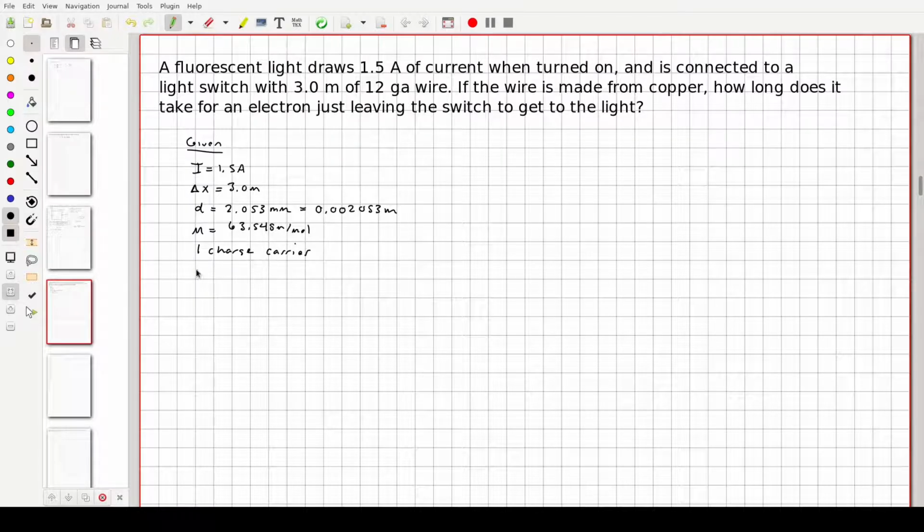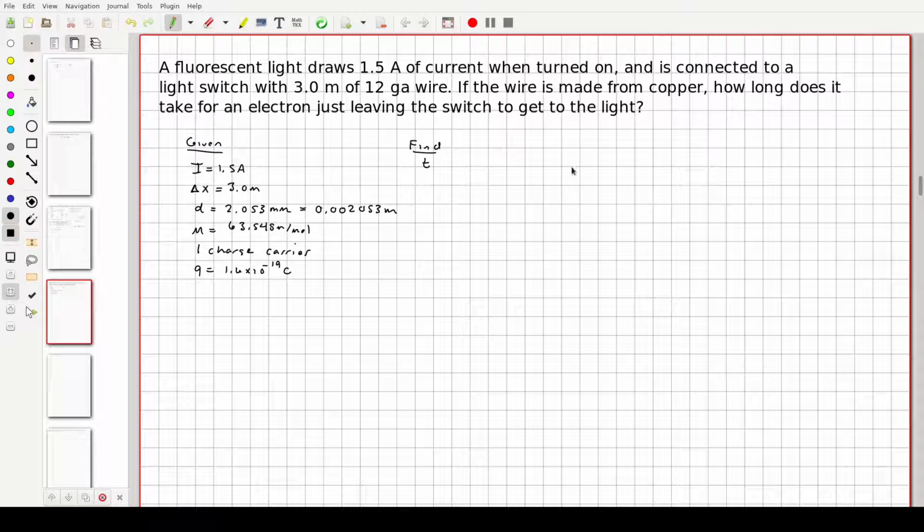And the magnitude of that charge is going to be 1.6 times 10 to the minus 19th coulombs, because it's that of an electron. So what we're trying to find here is the amount of time it's going to take for this thing to get from the switch to the fluorescent light.